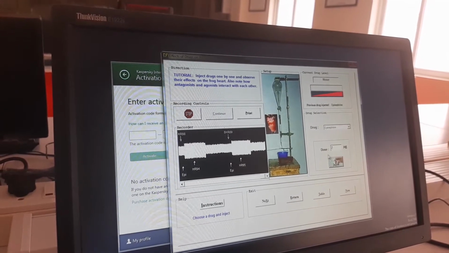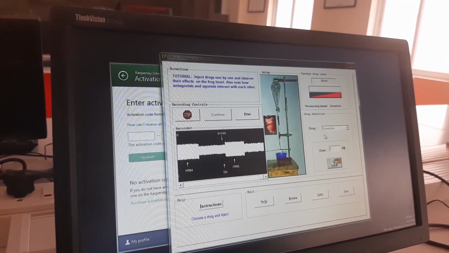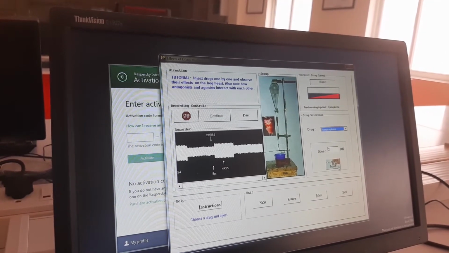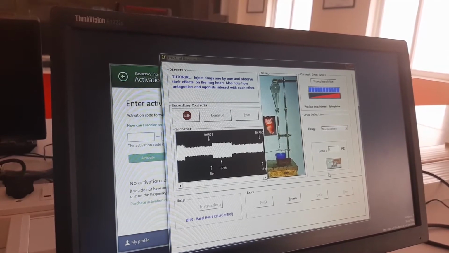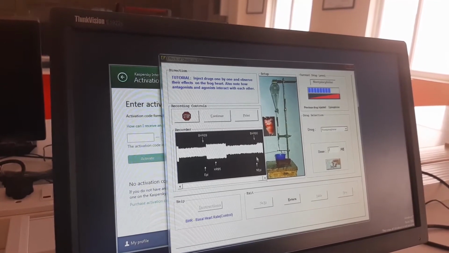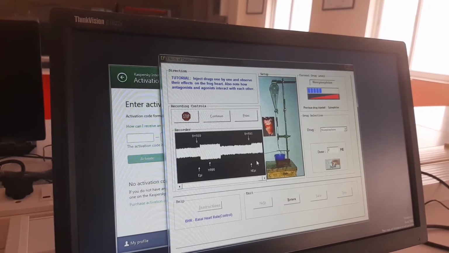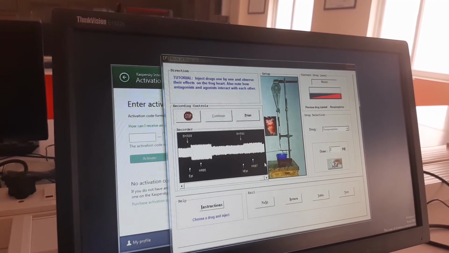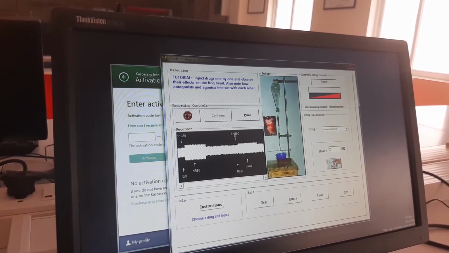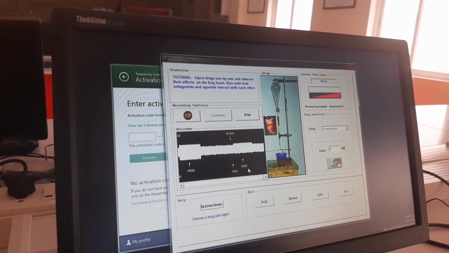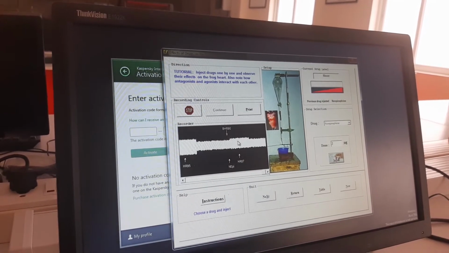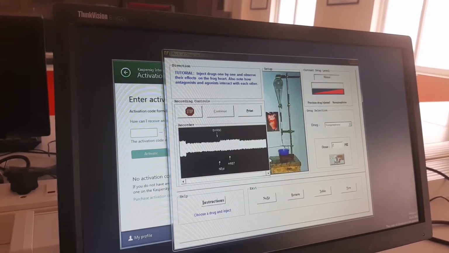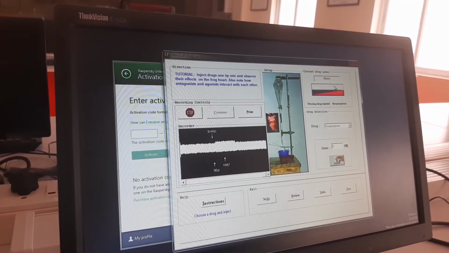Then once the baseline comes, you can inject another drug whichever you want to test. So norepinephrine I'm going to inject. You can see what is happening to the heart rate. The parameters are heart rate, force of contraction as well as tone. Here you can see there is a decreased heart rate. Baseline was 90 and the heart rate is now 89, and there is increased force of contraction as well as increased tone.